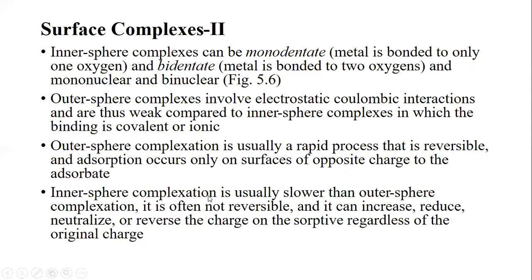The inner sphere complexation is usually slower than outer sphere complexation because it involves covalent or ionic bonding. There are bonds that form. Okay, it's often not reversible because it's not easy to reverse when you have this type of interaction, bonding.